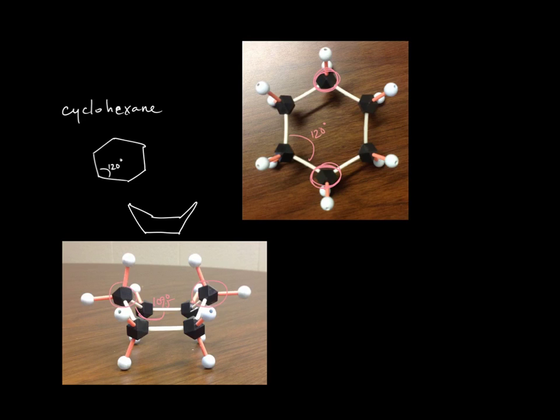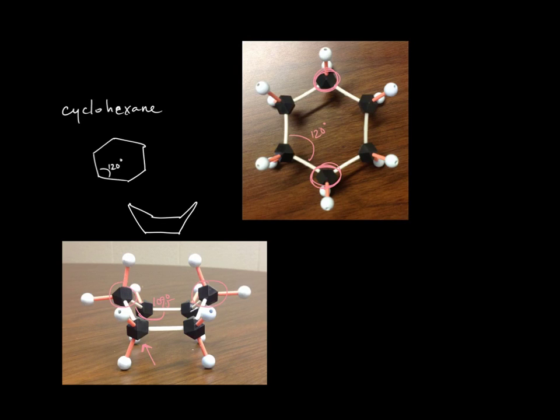And when we look down a lot of these angles, so for instance if we looked kind of down that carbon-carbon bond right there, what we would see is that in 4 of the 6 carbon-carbon bonds we have completely staggered conformations, which is wonderful.